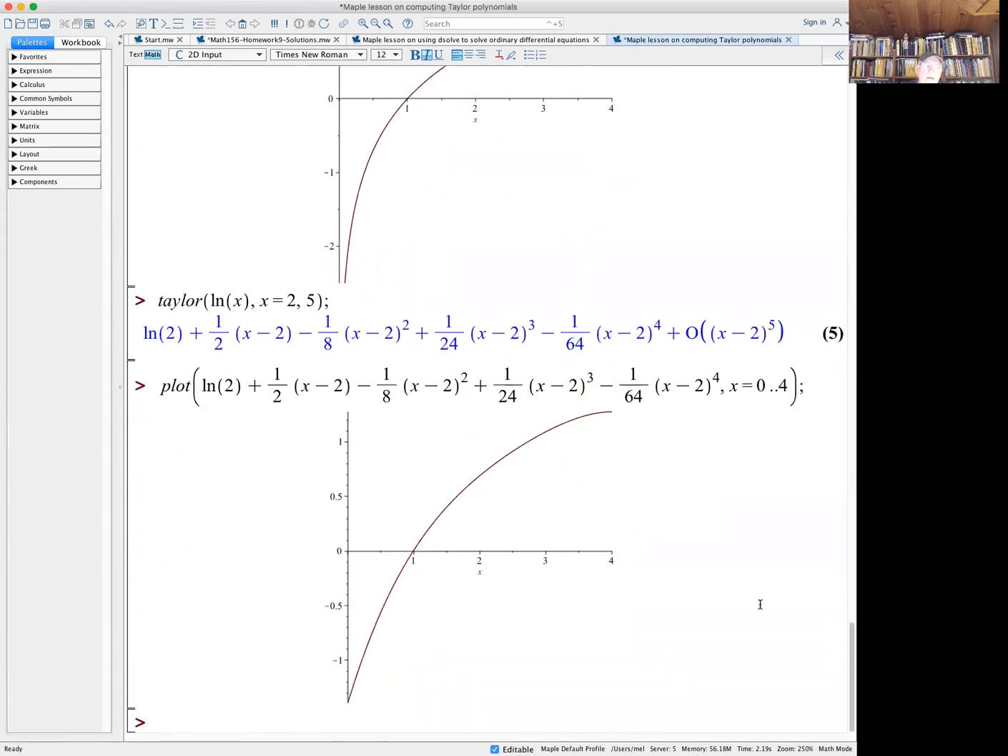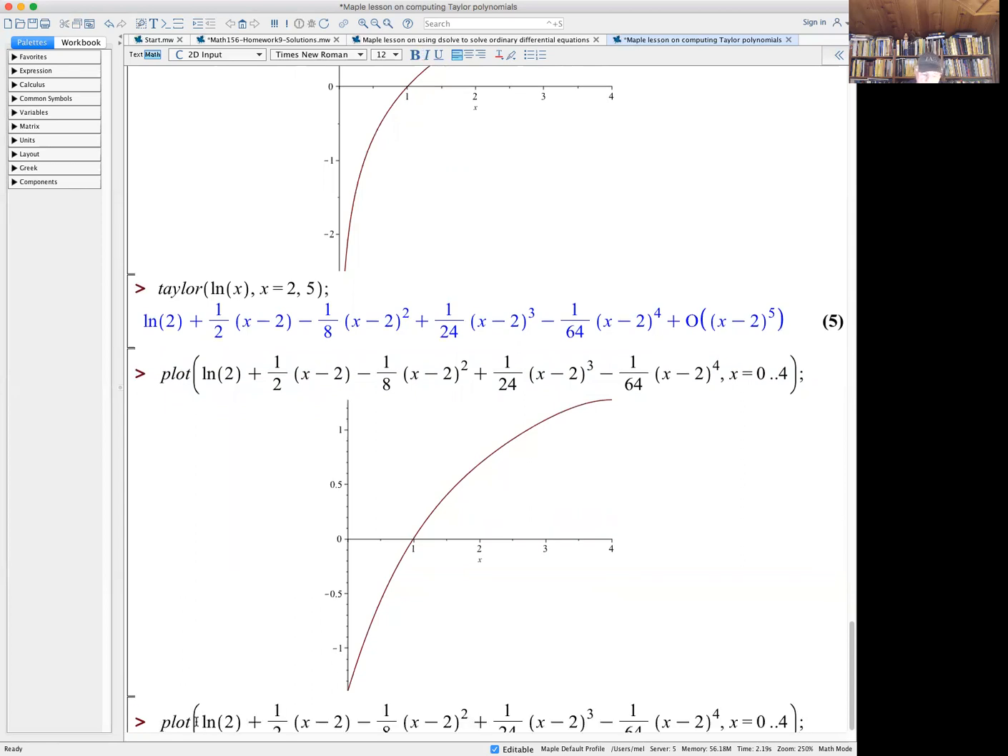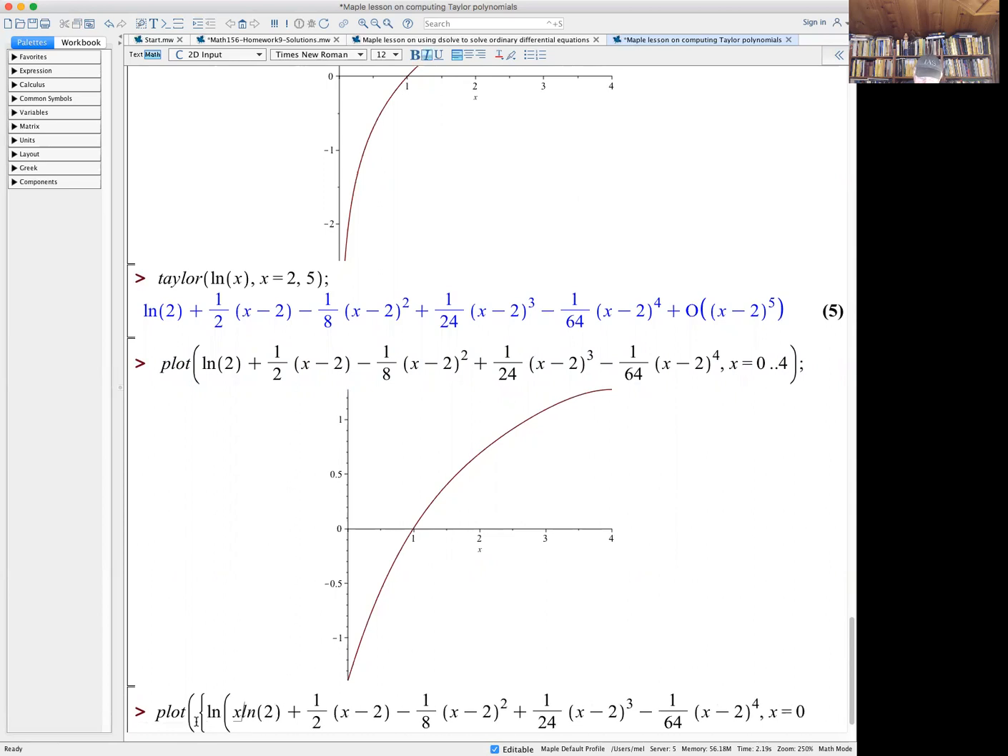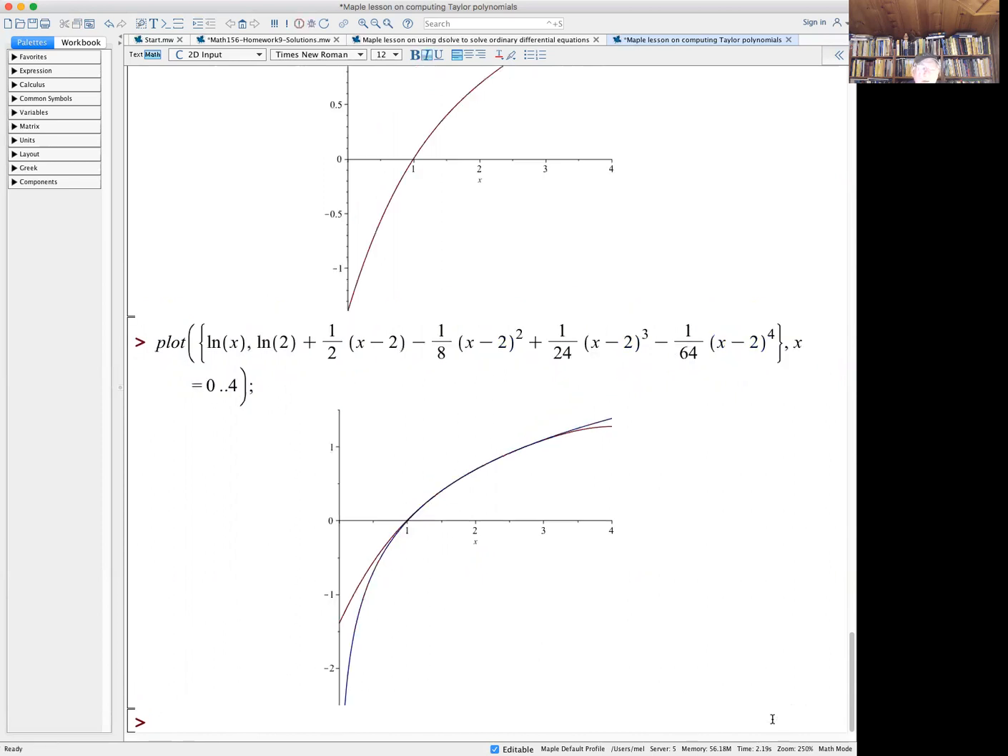This is the log. And what does it look like when I plot them together? That's the interesting question. So I'm plotting together ln of x and this 4th degree polynomial. So this is the Taylor polynomial at x equal 2. And the blue is the logarithm. The red is the polynomial. But around 2, and this interval around 2, they almost coincide completely.